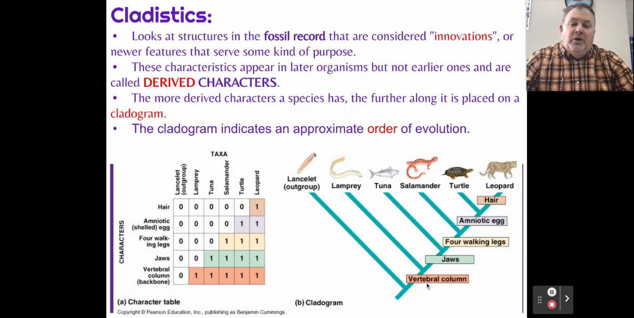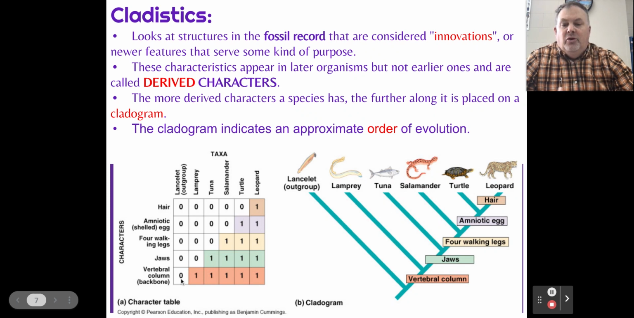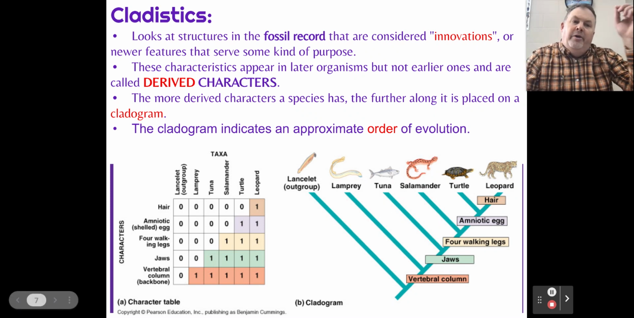So, for example, if we look at these features of, for example, a vertebral column, which of these organisms, whether it's a leopard, a turtle, a salamander, tuna, lamprey, or the lancet, has a vertebral column? And we'll notice that all of them have a vertebral column except for the lancet. So that's where the zero comes in. And then all of them will just fill in with a one or an X or a yes, whatever you like to do there. Jaws would be another feature.